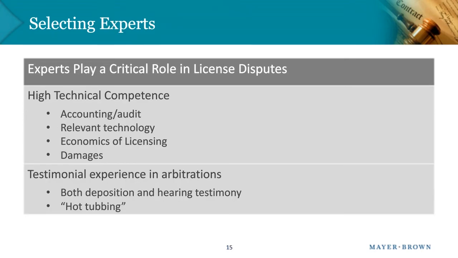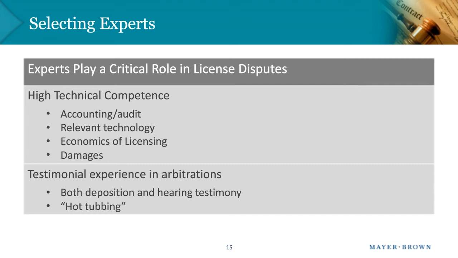We come now to the 5th strategic decision, and that is selecting experts. Experts in the arbitration of licensing disputes play a critical role. They have an enhanced importance because so many issues have a technical component, as Dara mentioned. We have typically accounting and audit issues, relevant technology issues, damages issues, and what we refer to as the economics of licensing issues. I'll return to that in a second.